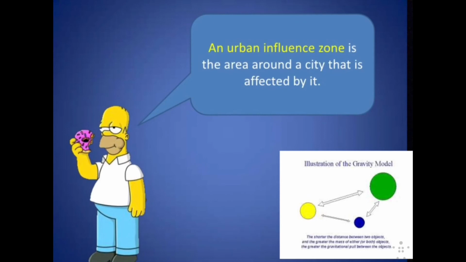The simplest form of the gravity model looks at the interaction between two towns. This suggests that two cities located close together would attract more people than two cities located farther apart. This model is used to predict the flows of human activity between places.